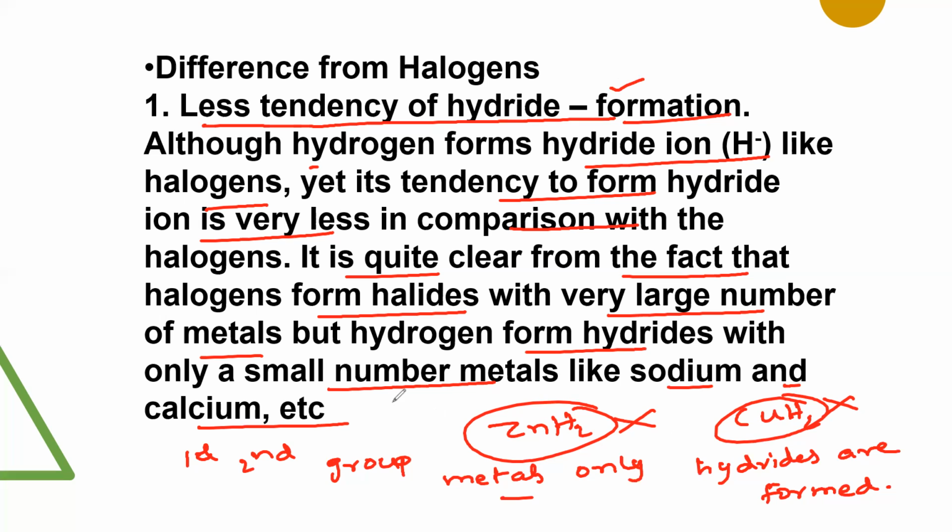Next, also electronic configuration. Unlike halogens, hydrogen contains only one proton and no neutron in its nucleus, and only one electron in the extranuclear part.